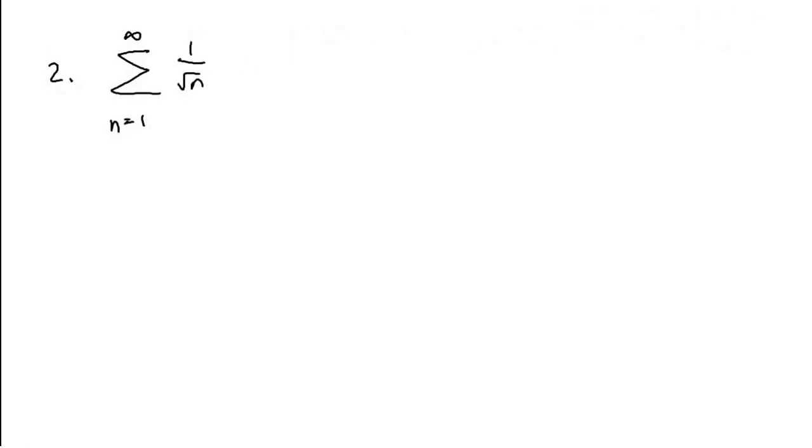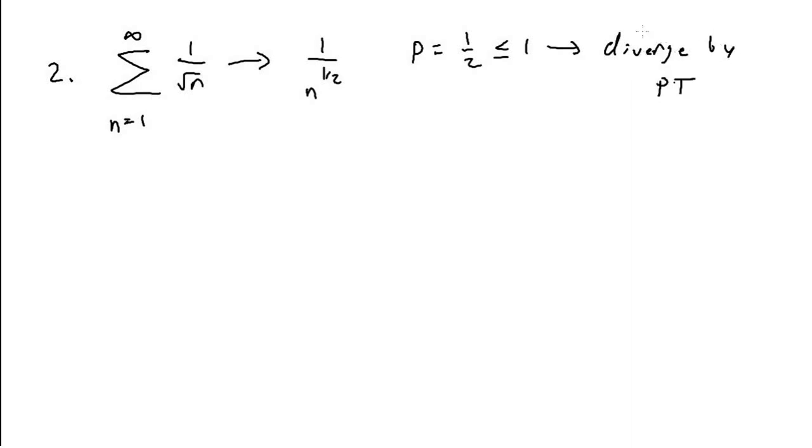For number 2, we have the series from 1 to infinity of 1 over the square root of n. Now obviously I have to change the square root of n and put it in the form where we have an exponent. So I change it to 1 over n to the 1/2. So that is going to be our p value. So if p is equal to 1/2, 1/2 is less than or equal to 1, which means this series will diverge by the p-test, or pt.